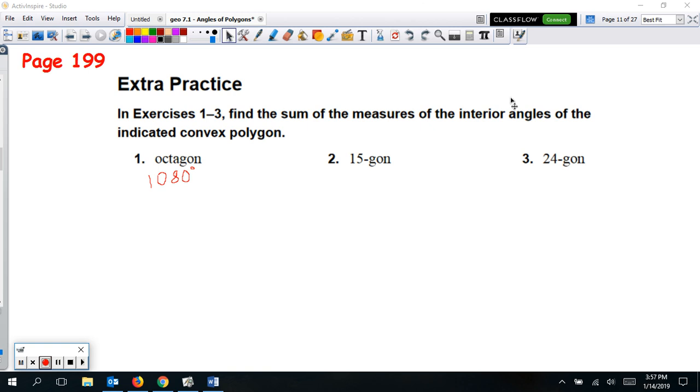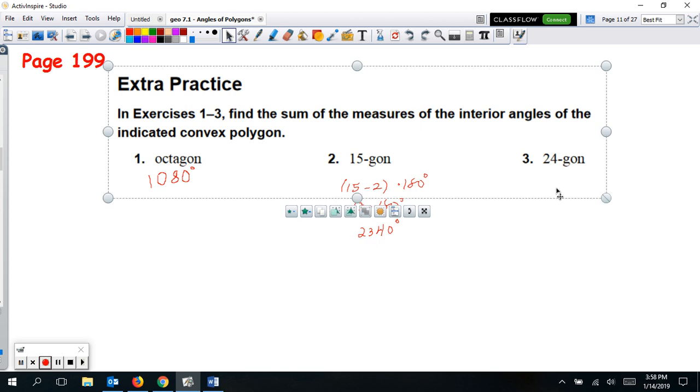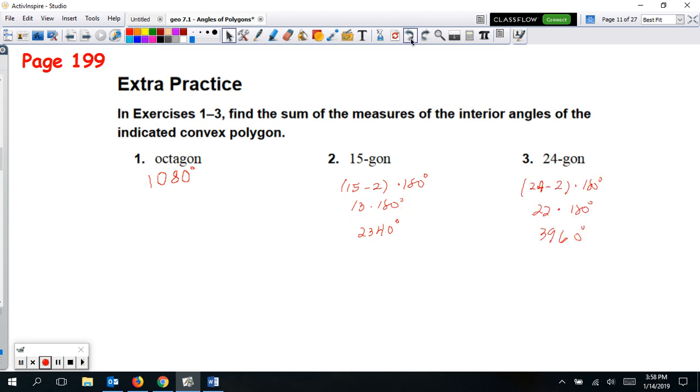Okay, you should have paused the video, so I'm going to show you the answers to 2 and 3 now. So a 15-gon would be 15 minus 2, that's going to give us 13, and 13 times 180 on your calculator is 2340. So that's our answer for the measure of all the interior angles of a 15-gon. For the 24-gon, it will be 24 minus 2, which would give us 22. And 22 times 180 will give us 3960.